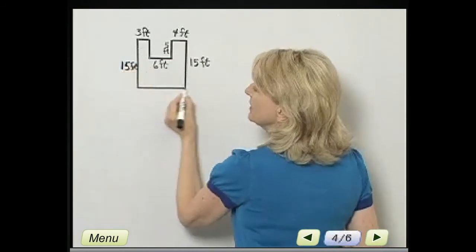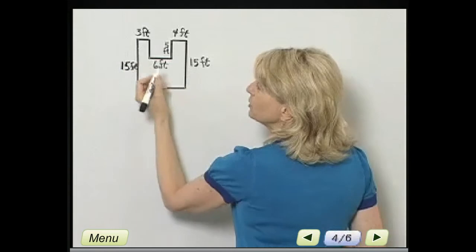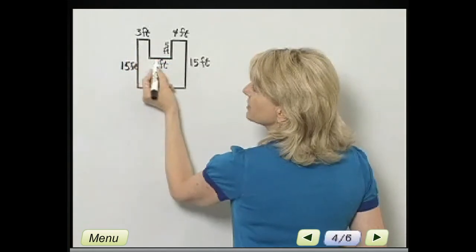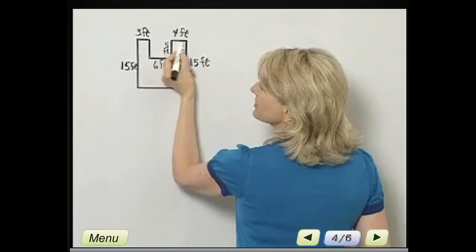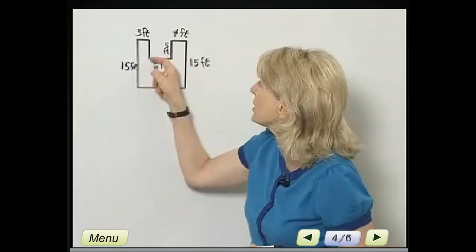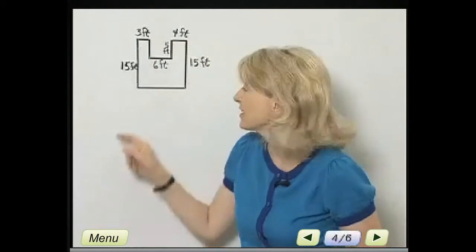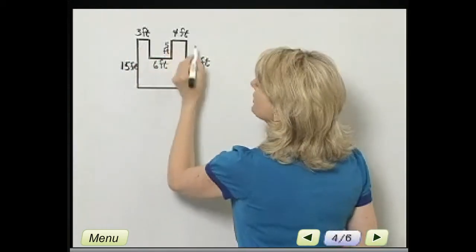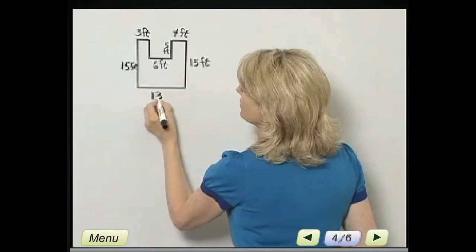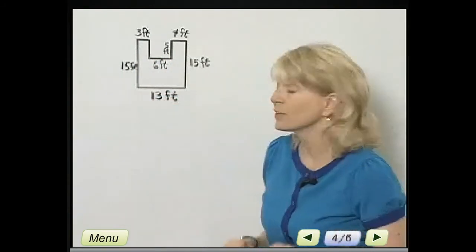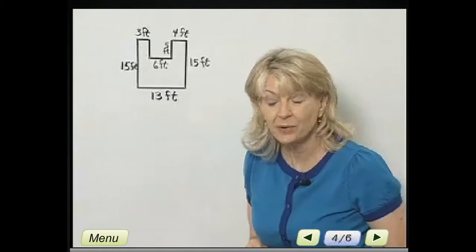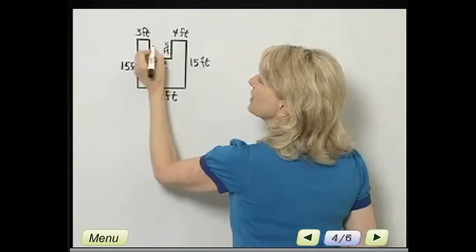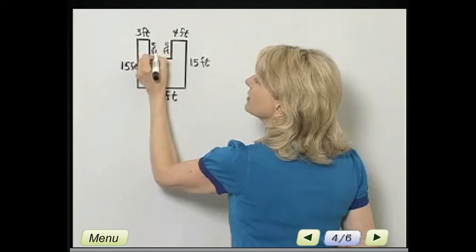Now, how can we find this distance? Can you agree that it will be this 3 feet plus this 6 feet plus this 4 feet? The sum of these horizontal lengths should give us this length. So 3 plus 6 is 9, and 9 plus 4 is 13, so that's 13 feet. Any other lengths of sides we don't know? Well, that would be this one, which is 5 feet also. This is 5 feet, so this is 5 feet.